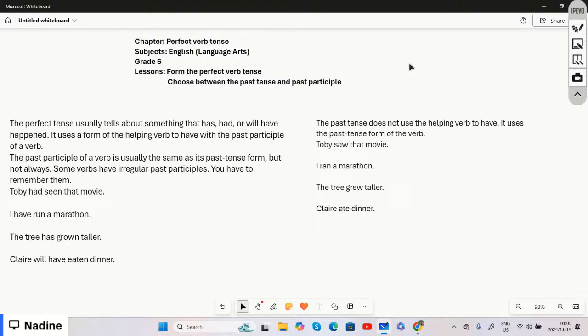All right. So when it comes to the verb tense, or to choosing between the past tense or the past participle, remember the perfect tense usually tells about something that has happened, had happened, or will have happened, things that happened already. And it uses a form of the helping verb to have with the past participle of the verb.